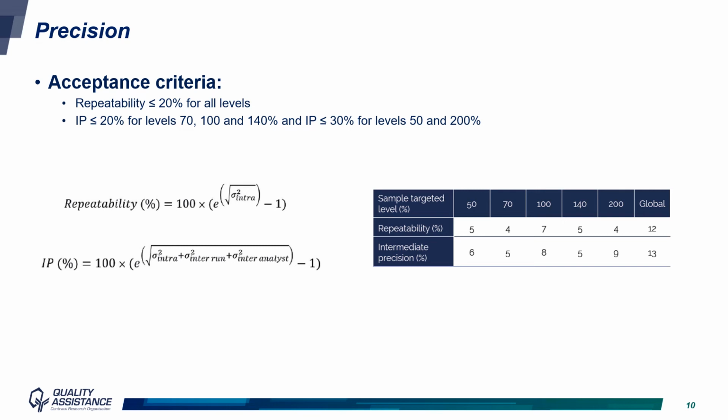Acceptance criteria were set as: repeatability must be less than or equal to 20% for all potency levels. Intermediate precision must be less than or equal to 20% for potency levels from 70 to 140%, and less than or equal to 30% for potency levels 50% and 200%. Looking at the results, all acceptance criteria were met for both intermediate precision and repeatability.